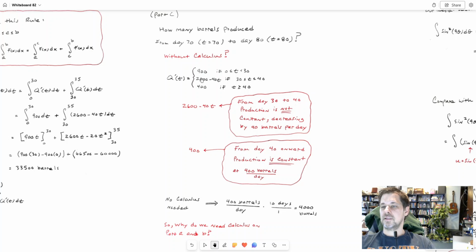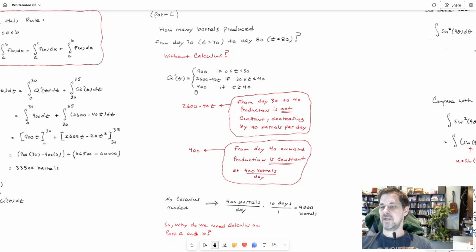So let's take the second one, 2600 minus 40t. What that tells me is that from day 30 to 40, the production is not constant. What this tells you in barrels per day for the production rate is going to be different on day 30 than it is on day 31, than it is on day 32. You're going to get different answers when you put in different values of t. That's just the nature of that formula. You could even say further that production is decreasing by 40 barrels per day from day 30 to 40. So it's not constant. Production is not constant within that time period.